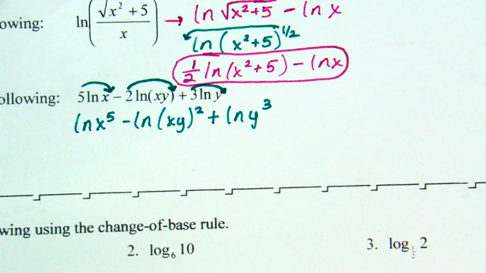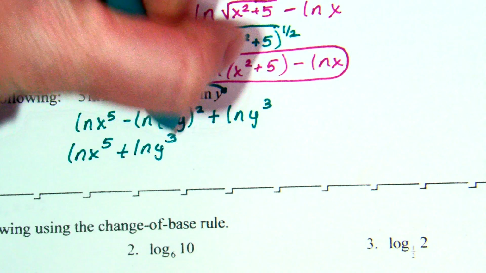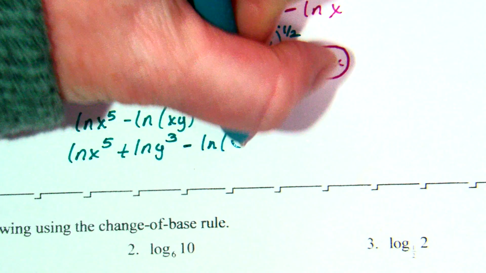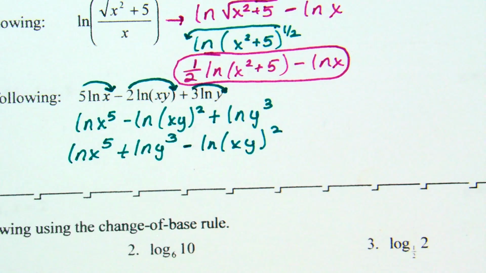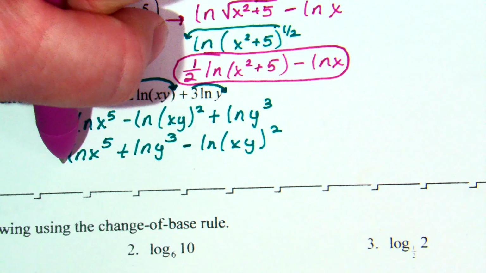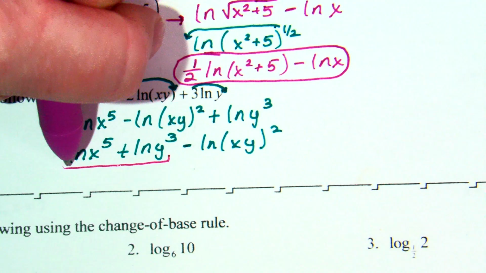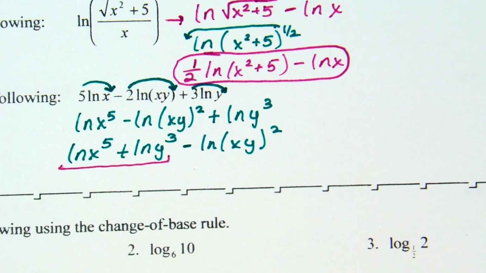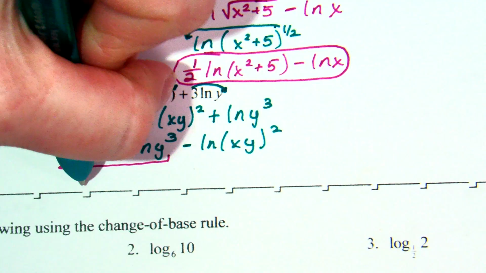Meaning I could rewrite this as natural log of x to the 5th, plus natural log of y cubed, minus natural log of xy squared. Not saying you have to do that. I just find it helpful. Because what do you notice about those first two at this point? Those first two go together as a product, because two logs being added with the same base can be rewritten as one log with the insides multiplied.